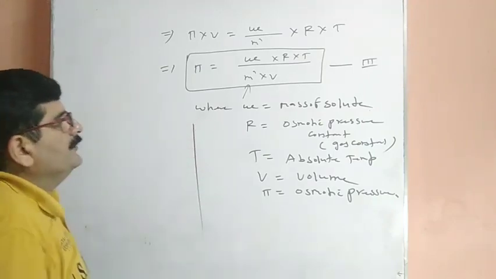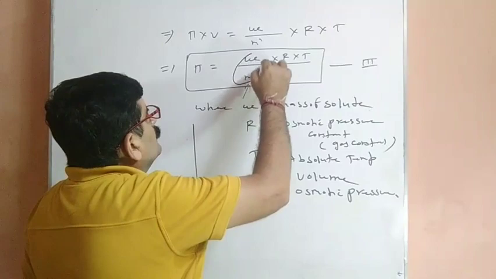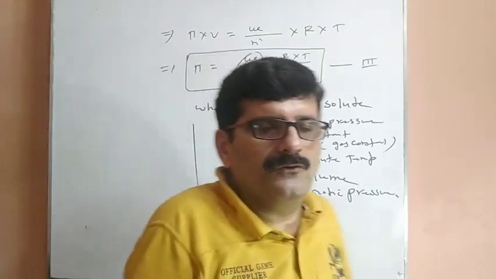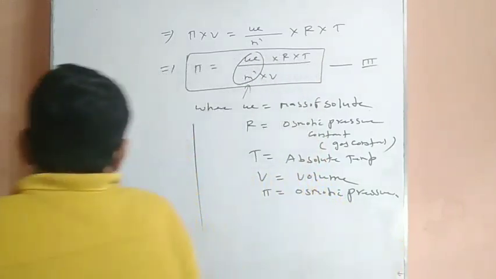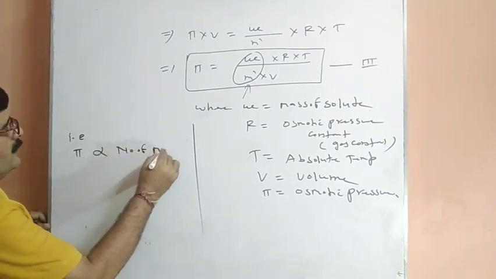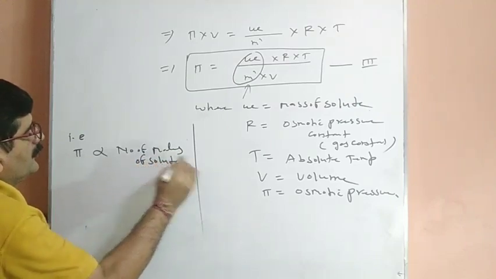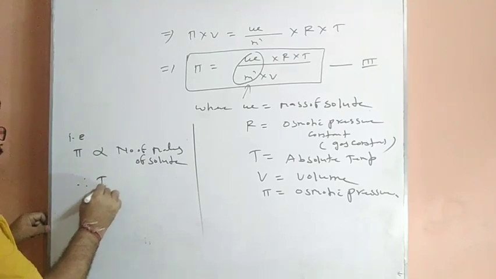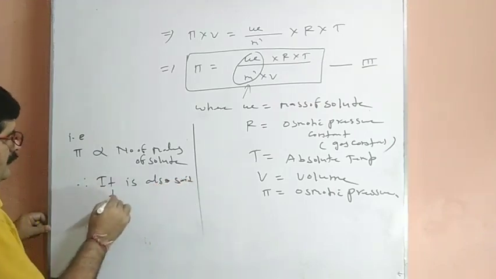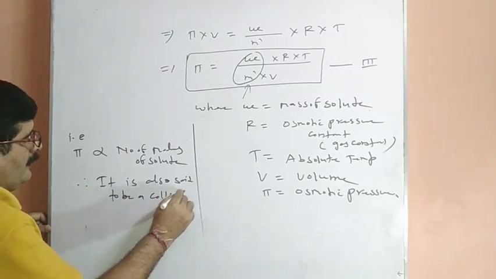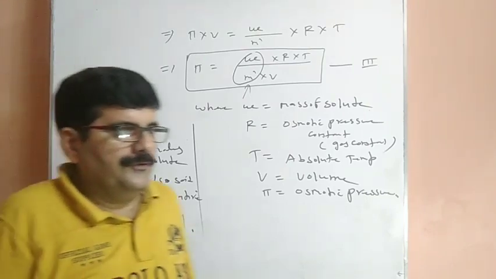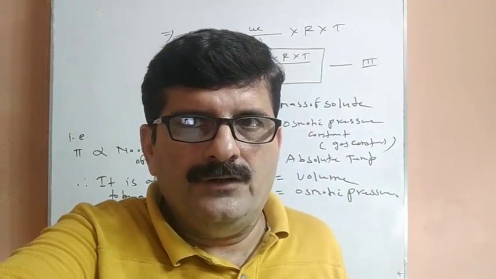From equation 3, again we can say this term is called what? Number of moles of solute. So this property is directly proportional to the number of moles of solute, hence again said to be what? Colligative property. That is, pi is proportional to the number of moles of solute. Therefore, it is also said to be a colligative property, because the number of moles depends upon the number of particles.